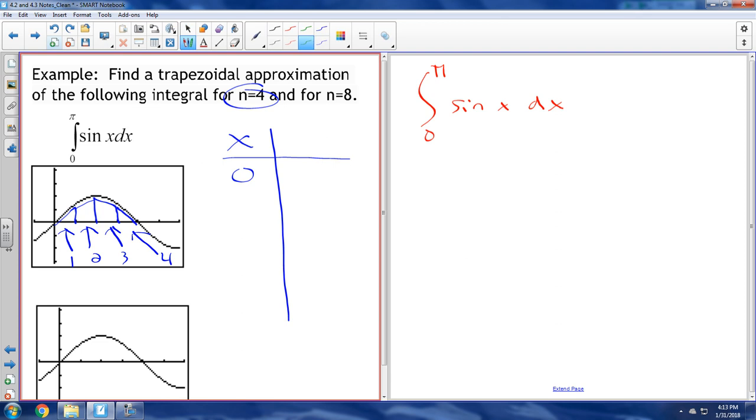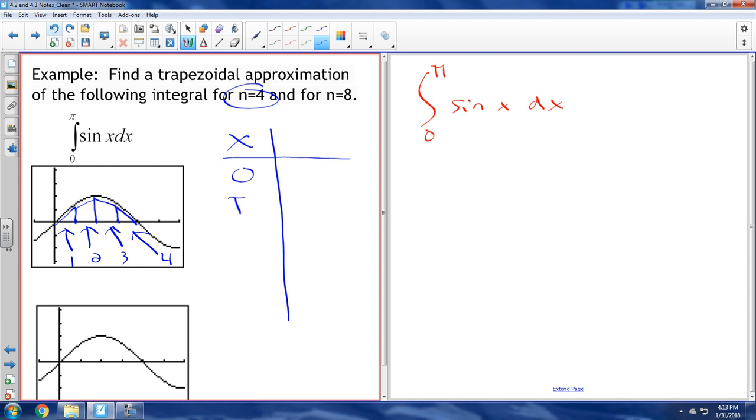Here we have sine, what is this x value? This x value is pi, right? Sine of pi is 0. So we have the x value of pi, we have pi over 2, we have pi over 4, we have 3 pi over 4. Those are the x values we care about because they're making up our trapezoids.